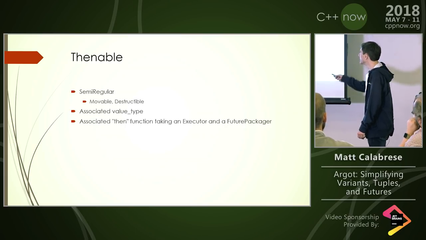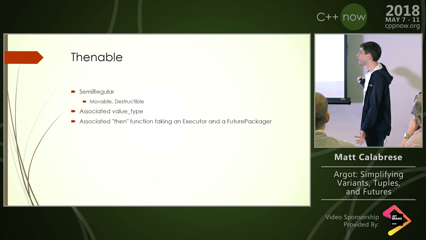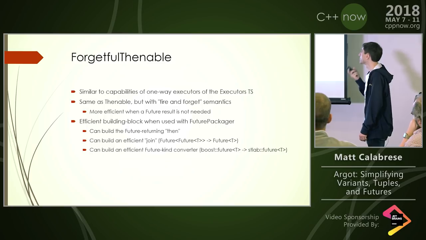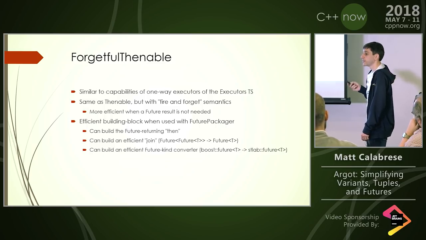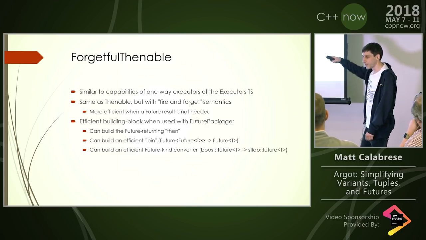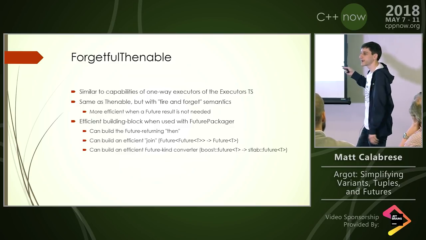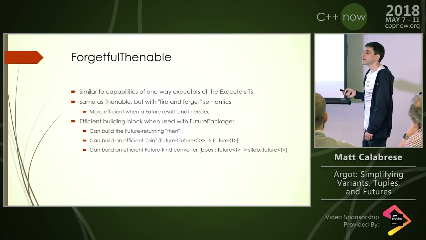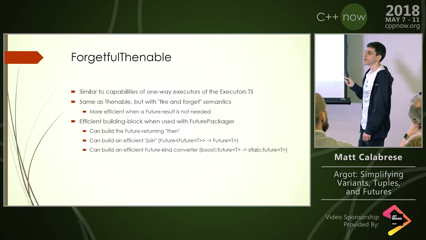Because reasons, not all futures have a dot then, for instance. And then there's also a forgetful thenable concept. This is something that none of the futures in the library provide, and I think that's a problem. So in the libraries that I interact with, like STLab, there is no form of dot then that does not return a future. And so if you do not need a future back, you actually pay for the overhead of that for no reason.